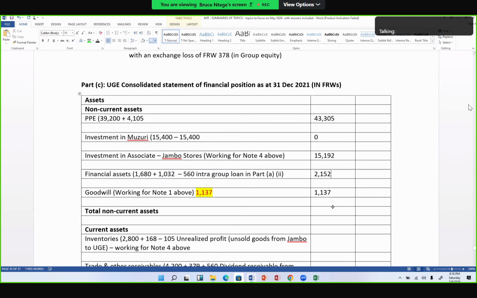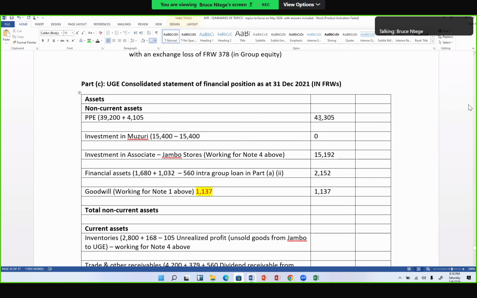2152. Okay, so that means I can get my total for the non-current assets. These figures in here. So again, on your calculator, starting with the 43305, okay, then plus 15192, okay, then plus 2152, and plus 1137. Okay, so I have a 59, I have a 59. No, where's it? It's giving me 60.